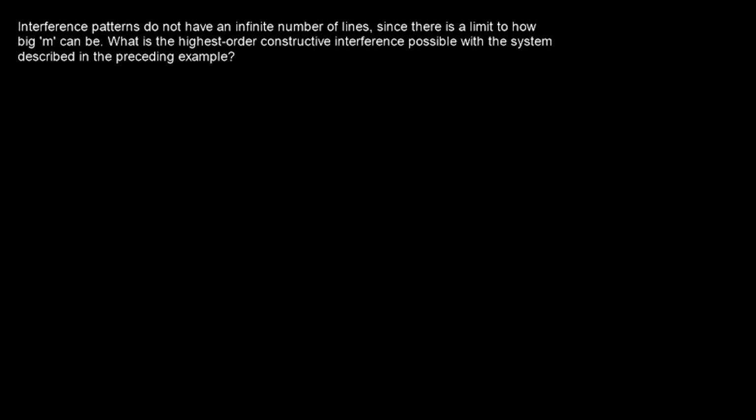There is a finite number of bright spots and dark spots that you will see. There is a limit to how big M can be. So what is the highest order constructive interference possible within the system described in the previous example? Let's recall what we had in the previous question.